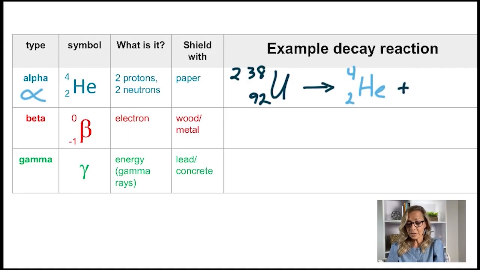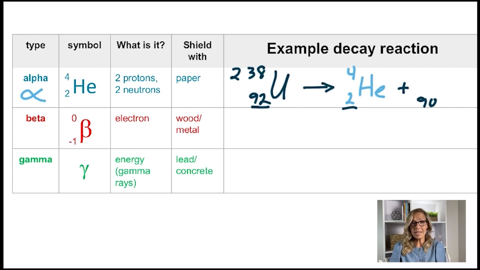Now, what you need to learn to do is write what's left over. We can actually just look at the numbers here. We start off with 92 protons. Two of them come off, right? They decay. The alpha particle goes shooting off somewhere. How many protons are left? 90. It's pretty easy, right?